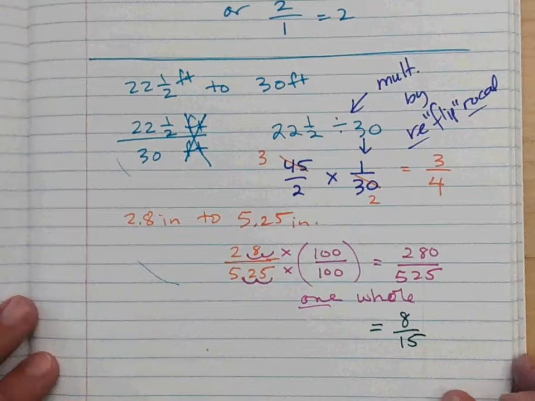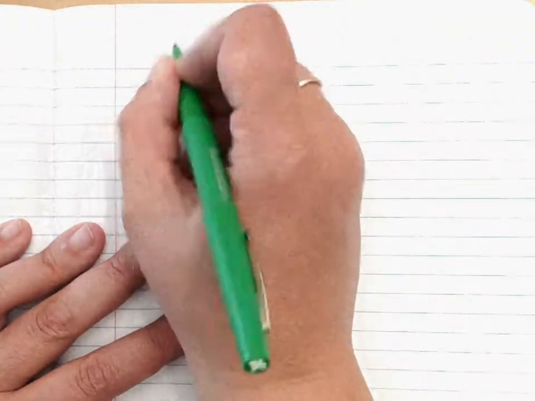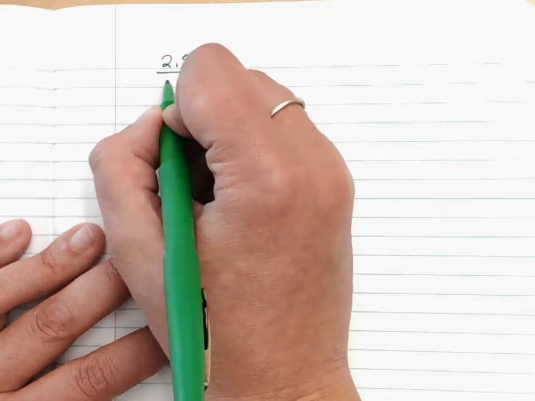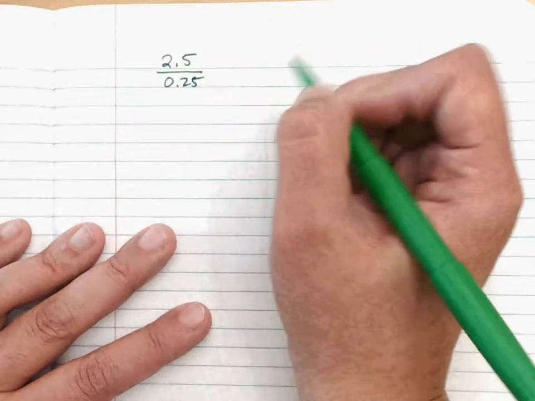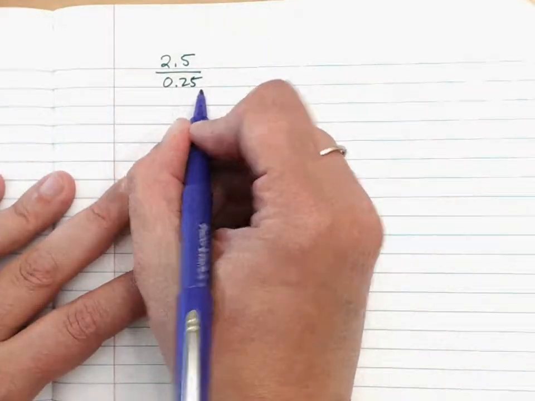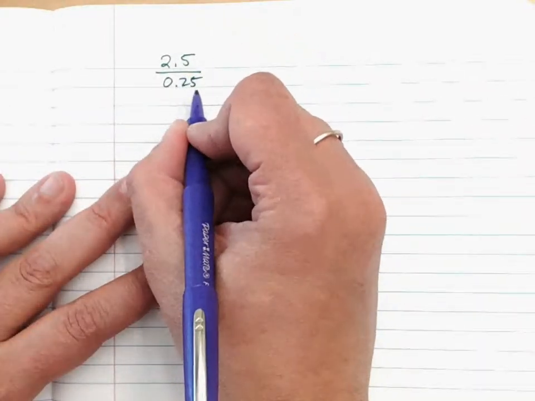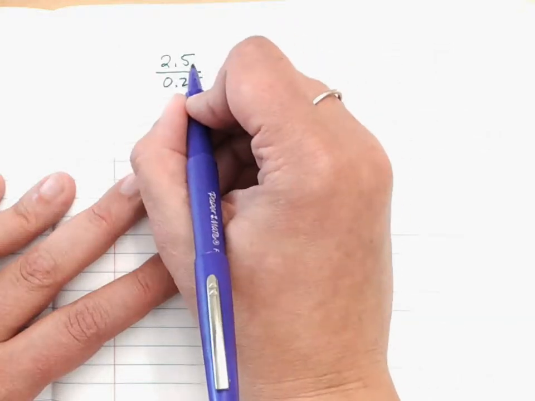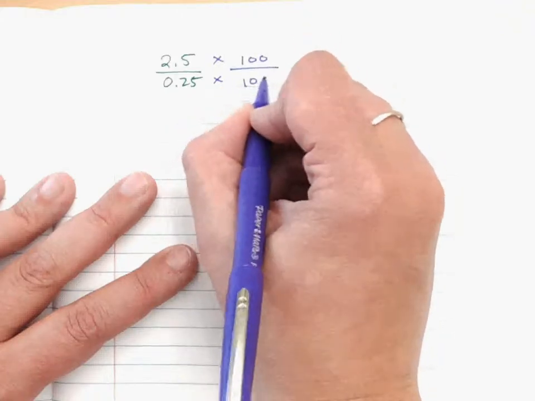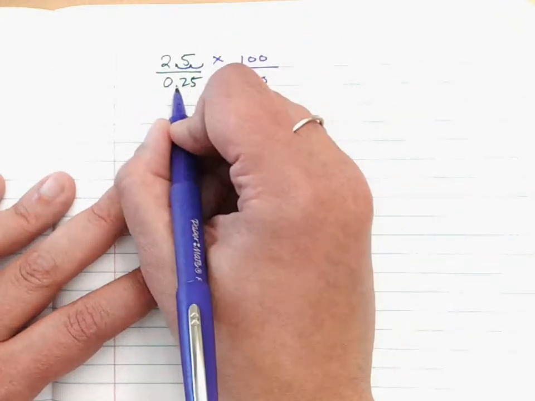Maybe I'll show an easier example of that. So let's just do another decimal example. 2.5 over 0.25. Okay, and again, I'm going to want to multiply by a number that will get rid of my decimal. So if I want to move this decimal over 2 places, this one I only want to move over 1, but I have to multiply by the same thing. So I'm going to multiply by 100 over 100.